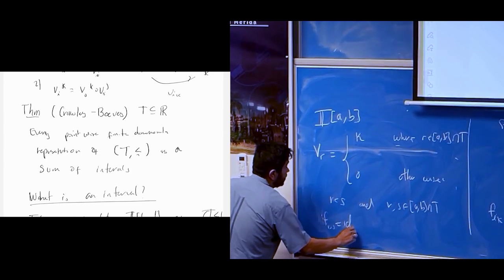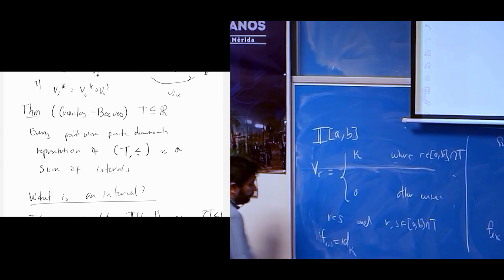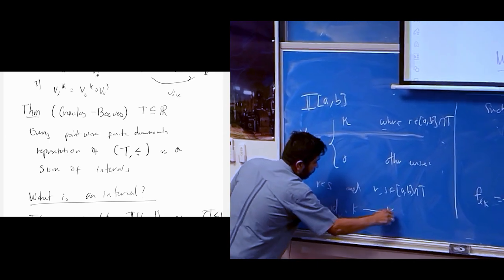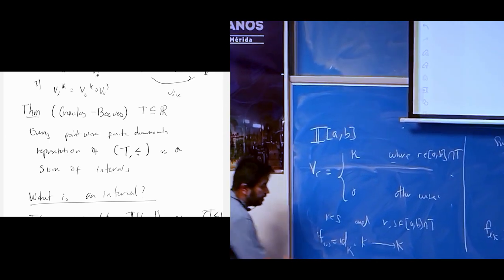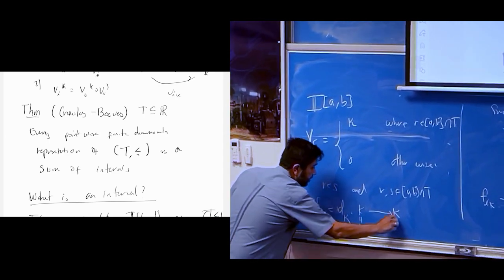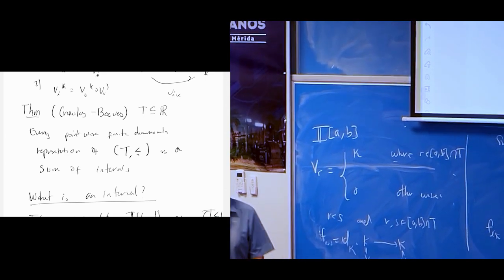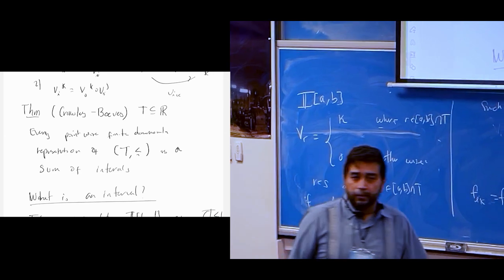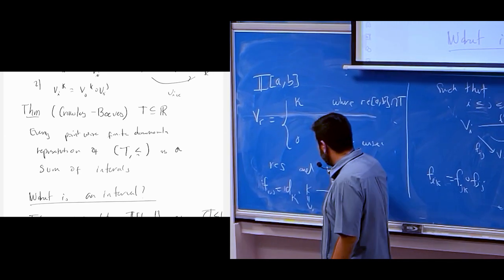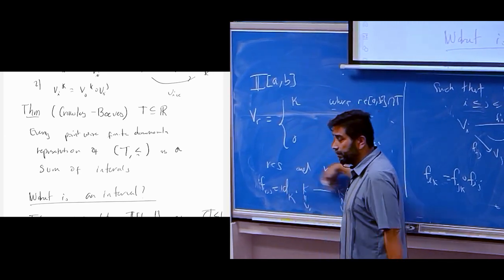The identity map on K. It's just the function that goes from K to K with identity. This is V_R, and this is V_S. And in the other cases, it's the zero map. When one of these is in the other cases, one of these is going to be zero, so it's going to be the zero map.